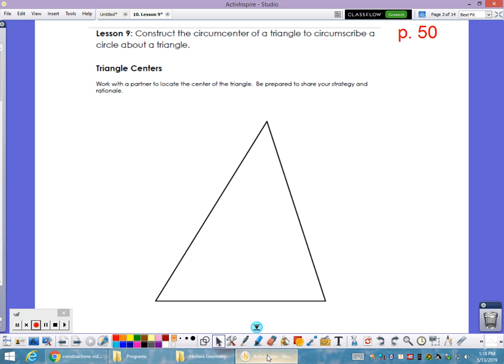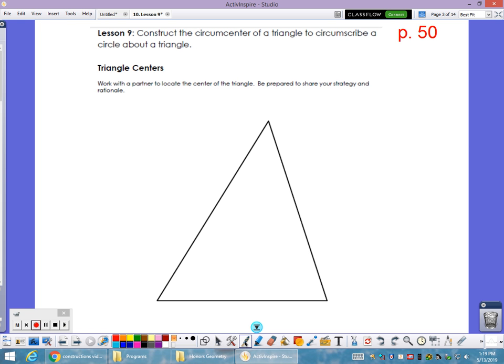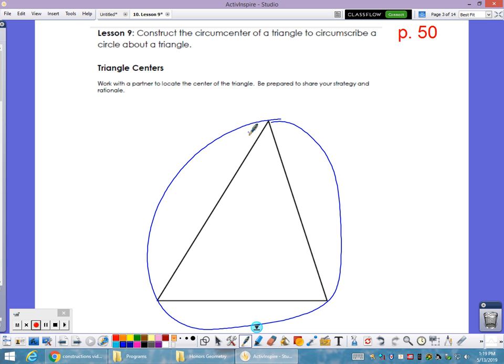Okay. So triangle centers. Our goal for today is to construct the circumcenter of a triangle to circumscribe a circle about a triangle. My goal, I'm just going to do a really rough sketch. I want a circle. Woo! That's a really bad circle. Okay, we're going to be able to do it much better than that. So I want to get a circle so that it goes through all three of my vertices. So I need to find the center of that circle first.